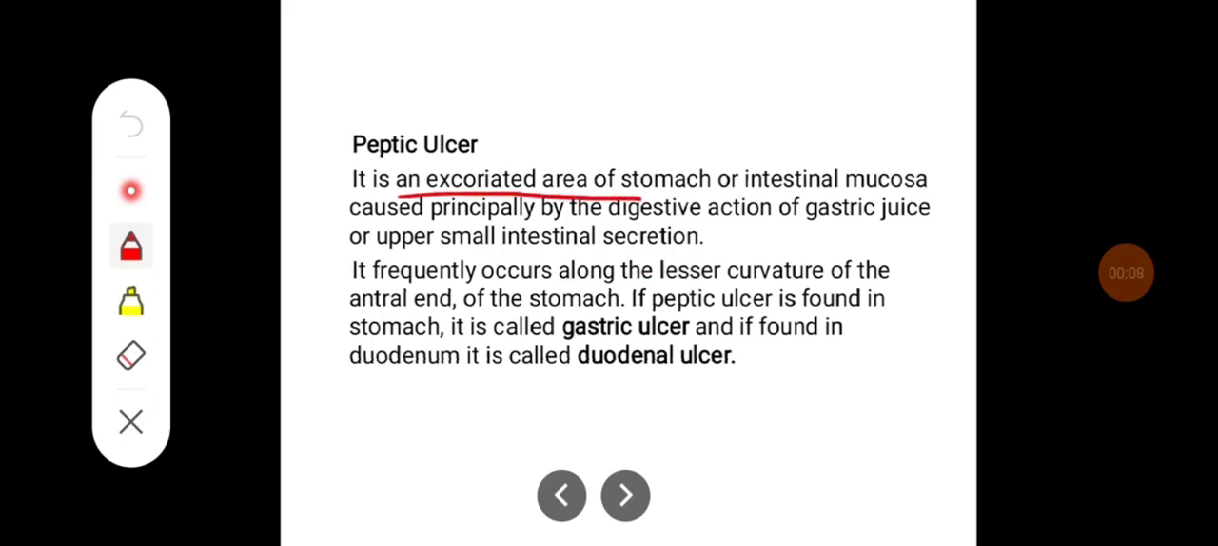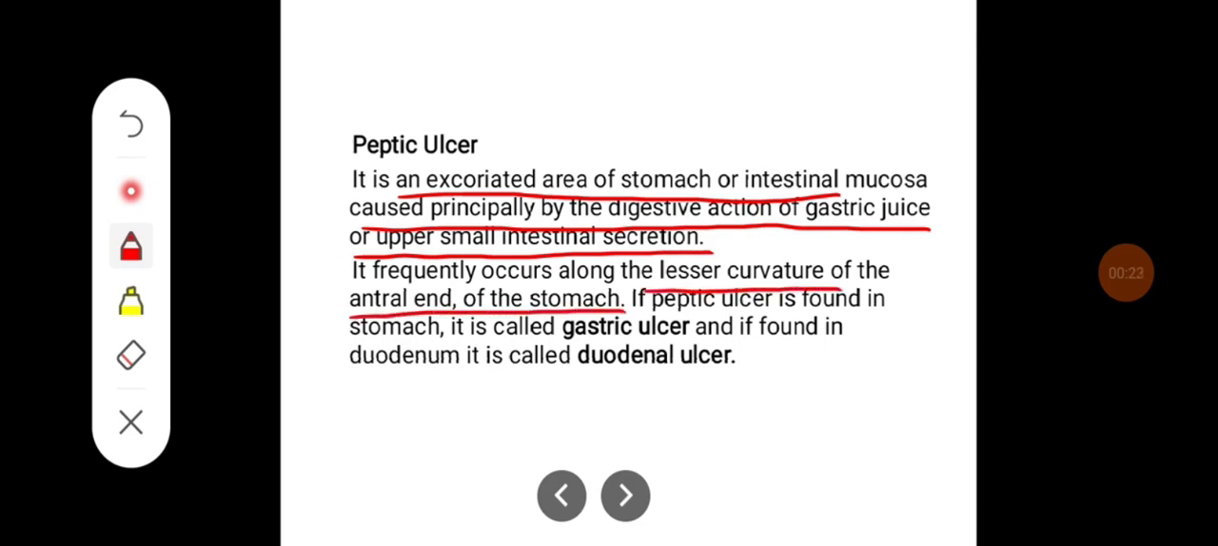An excoriated area of stomach or intestinal mucosa caused principally by digestive action of gastric juice or upper small intestinal secretion. It frequently occurs along the lesser curvature of the antral end of the stomach. If a peptic ulcer is found in the stomach, it is called gastric ulcer, and if found in the duodenum, it is called duodenal ulcer.